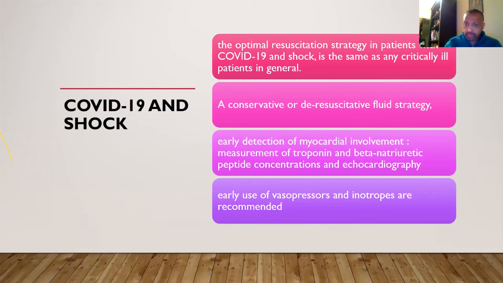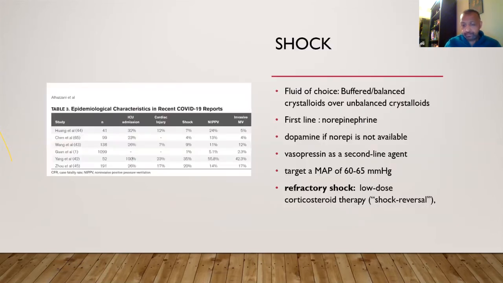So some of the things you can do are monitor troponin or BNP, and also an echocardiogram, either a bedside echo or a formal echocardiogram. In this patient, what we usually do is start early use of vasopressors and inotropes rather than continue fluid resuscitation. The fluid of choice, the same as other shocks, is buffered or balanced crystalloids.